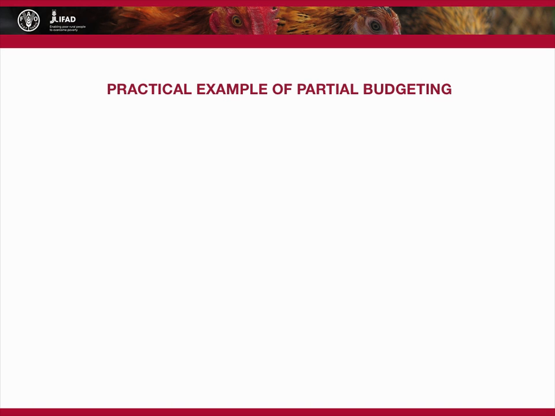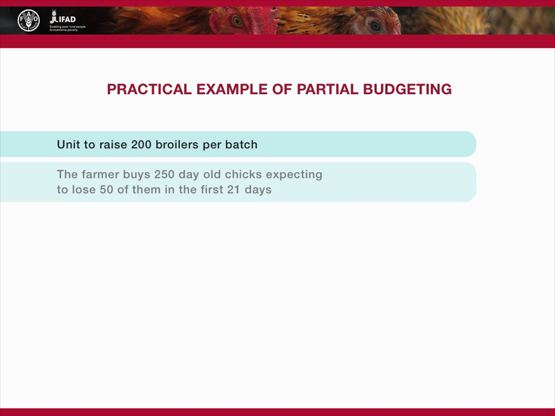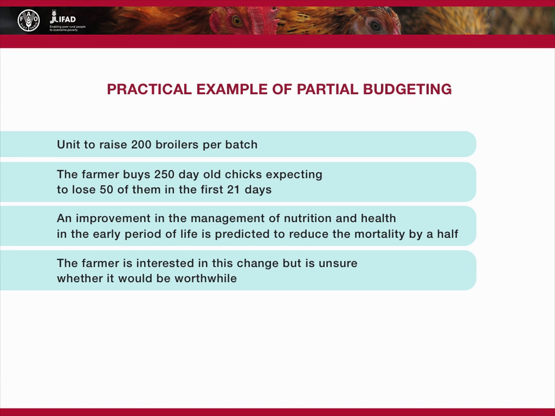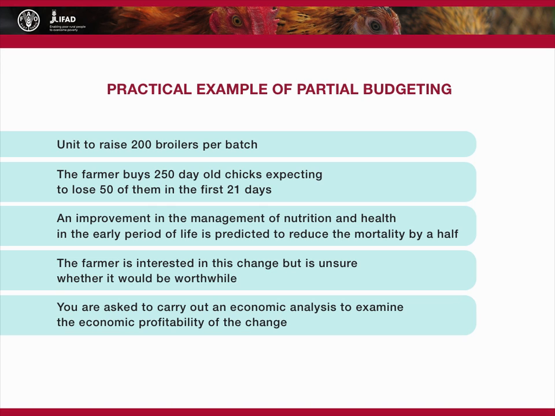Let us now look at a practical example. A smallholder farmer has a unit with enough space to raise 200 broilers per batch. The farmer normally buys 250 day-old chicks, expecting to lose 50 of them in the first 21 days. An improvement in the management of nutrition and health in the early period of life is predicted to reduce the mortality by a half. The farmer is interested in this change, but is unsure whether it would be worthwhile. You are asked to carry out an economic analysis to examine the economic profitability of the change.